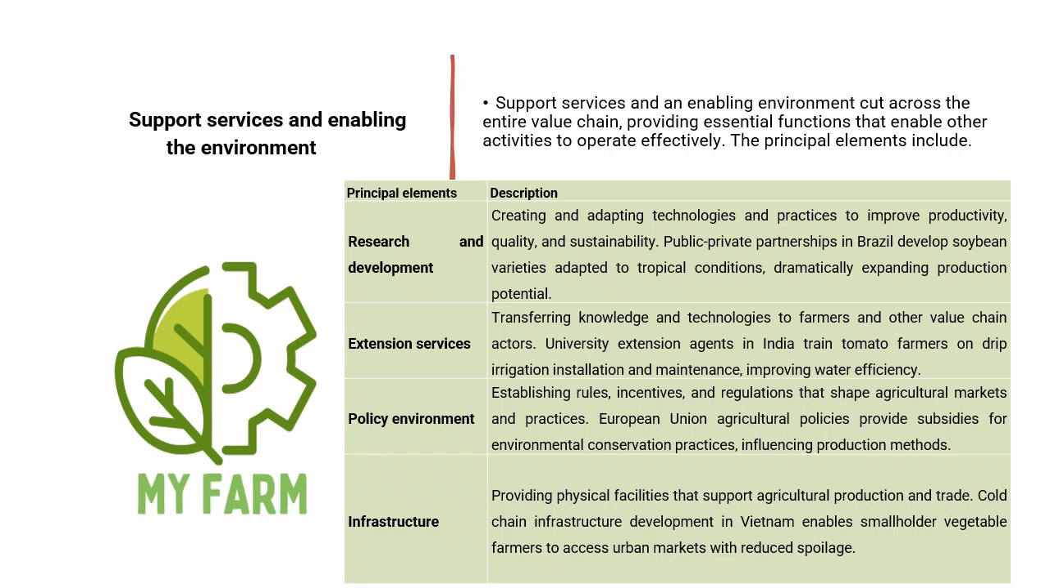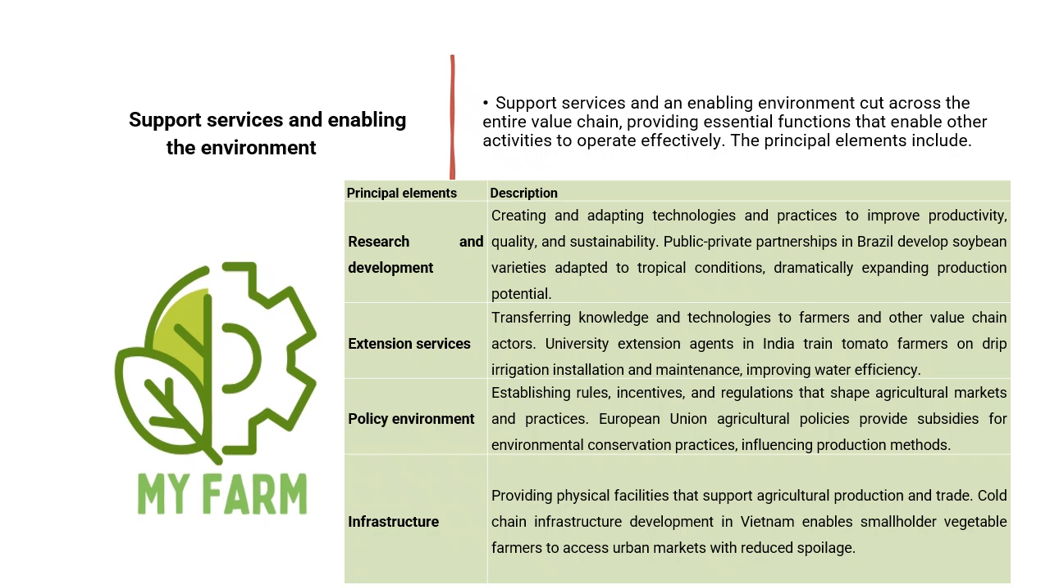Extension services transfer knowledge and technologies to farmers and other value chain actors. University extension agents in India train tomato farmers on drip irrigation installation and maintenance, improving water efficiency and crop yields through practical hands-on education. The policy environment establishes rules, incentives, and regulations that shape agricultural markets and practices.